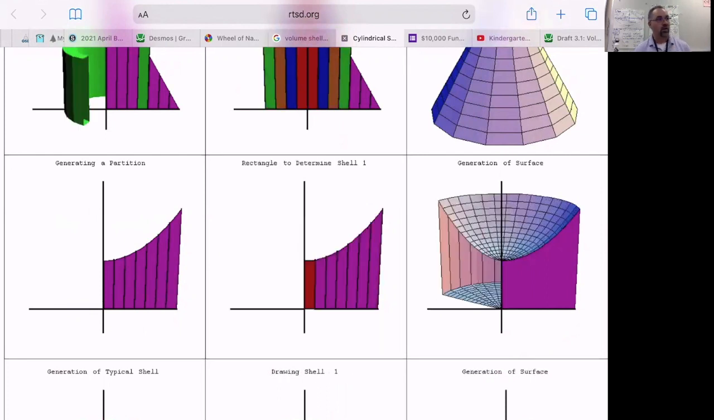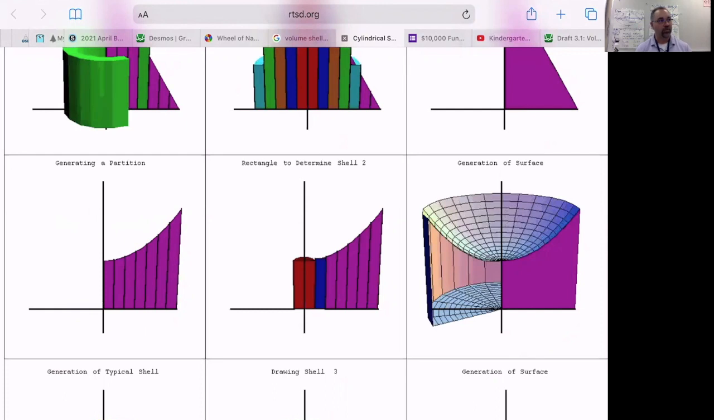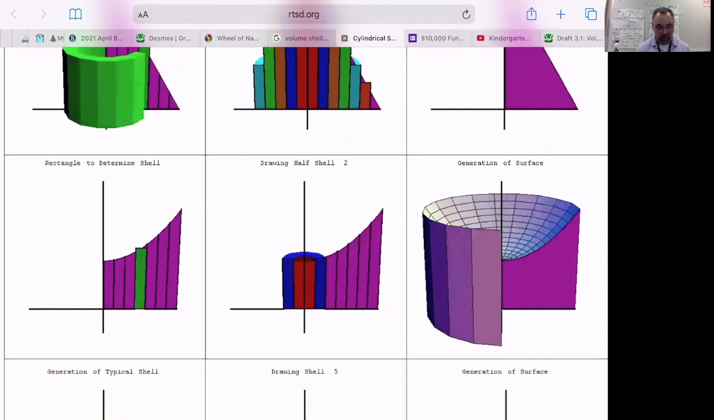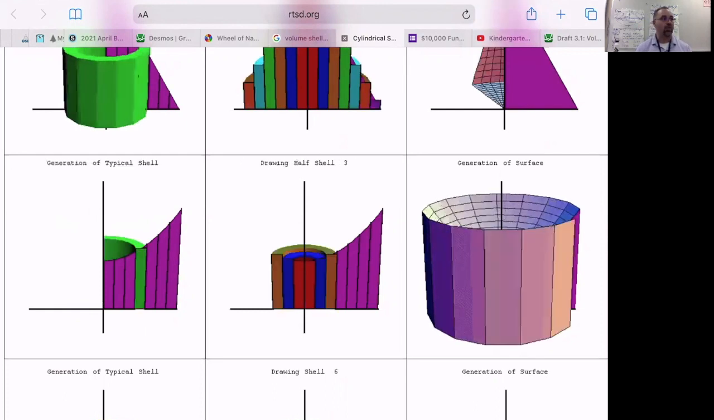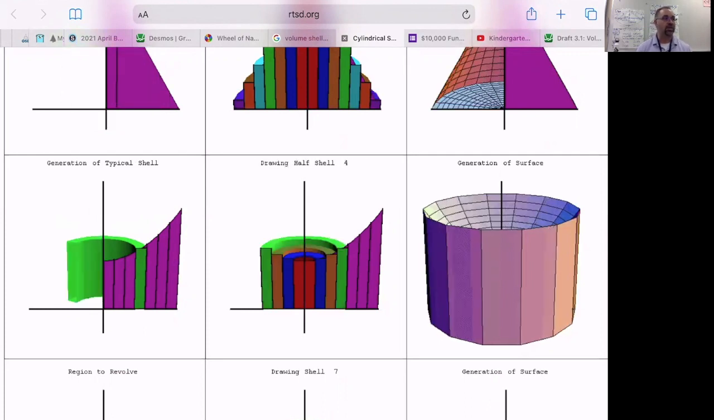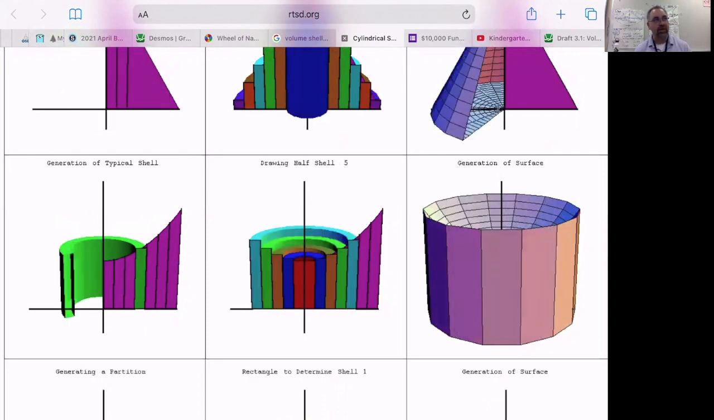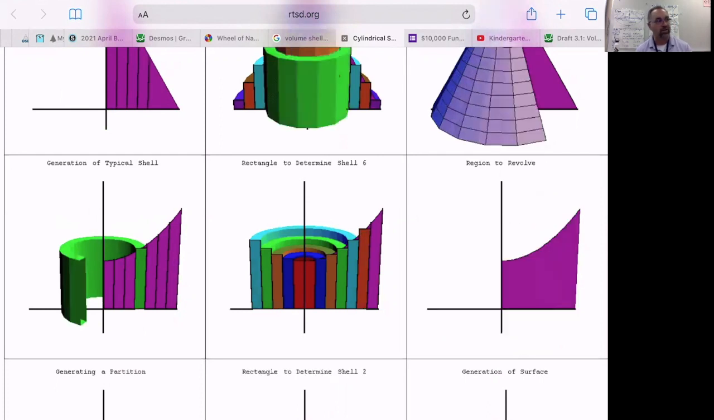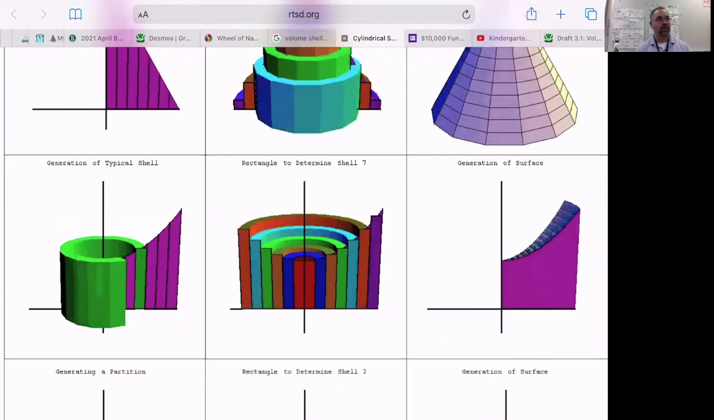On the left-hand side, you'll see a green rectangle get highlighted, and then notice how they revolve that green rectangle around the axis of revolution, which in this case looks like it's the y-axis. We'll just say it is the y-axis. And it makes a nice shell.